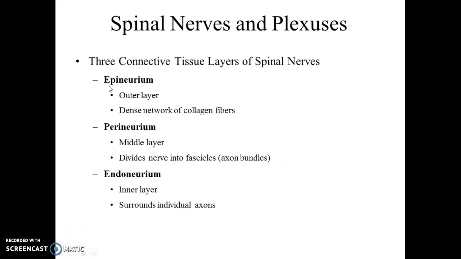These 3 connective tissue layers, just like in the muscle, are epi, para, endo, and the last part, neurium. So epineurium, outer layer, perineurium, middle layer, endoneurium, the inner layer, surrounds individual axons. So it is not dura, arachnoid, pia that surrounds a spinal nerve. It is epineurium, perineurium, endoneurium.